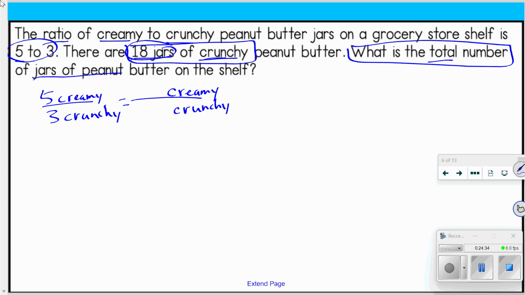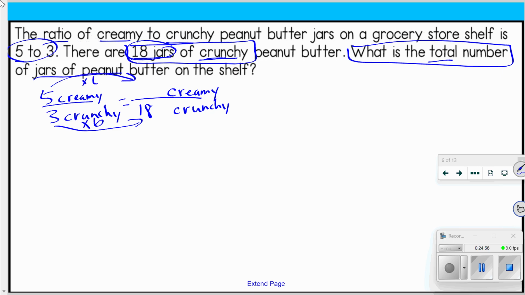If it's 18 crunchy, where does that go? On the bottom is denominator. On the bottom. Can labeling it help you put the numbers in the right spot? Yes. Does it get really difficult if you put the number in the wrong spot, Nolan? Yes, it does. But if I had it in the right spot, is this easy? Yes. What do I do?